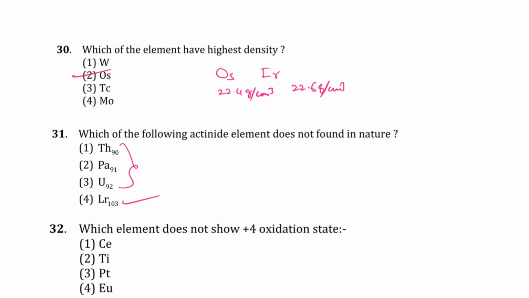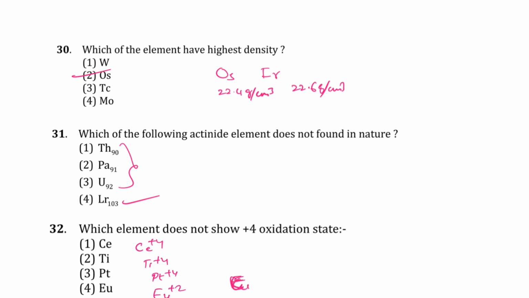Next, 32. Which element does not show the plus 4 oxidation state? Cerium can show the plus 4 oxidation state. Titanium can also show the plus 4 oxidation state. Platinum can show the plus 4 oxidation state. Europium generally shows the plus 2 oxidation state because of its electronic configuration.